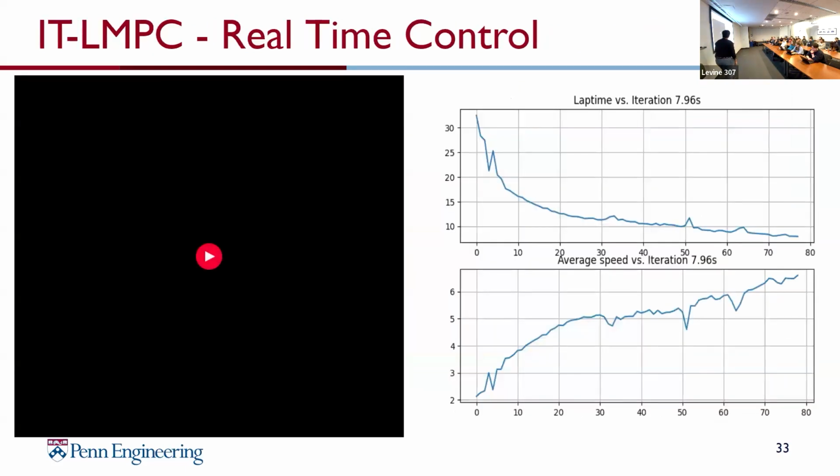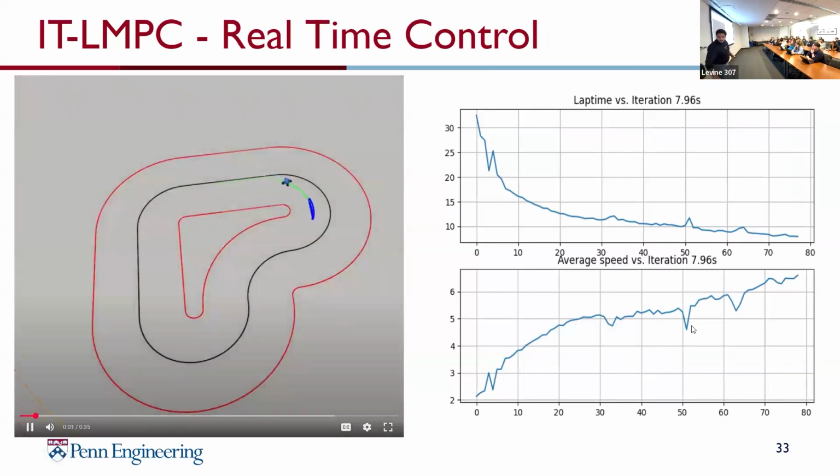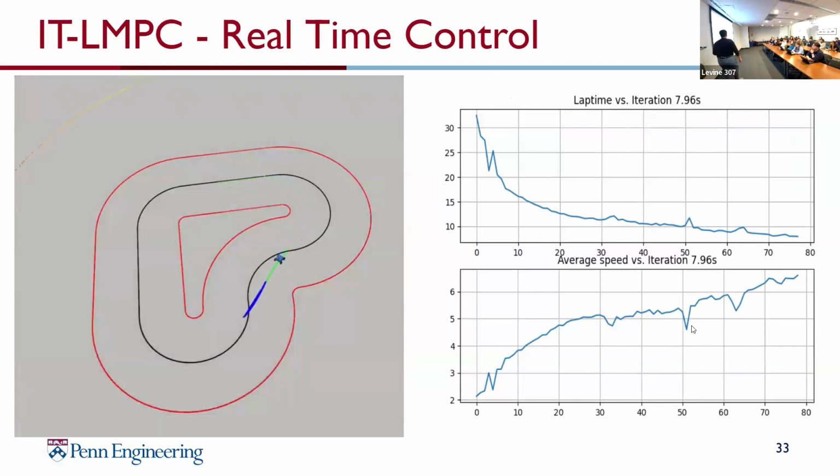Lastly, we show that we can apply this in real time on a real system. First, we show this in simulation on a loss-based simulation. We show this running in real time at around 80 Hertz. And we show that we can still do a bit of improvement on the performance, even when the LMPC, or the IT-LMPC, is running in real time.